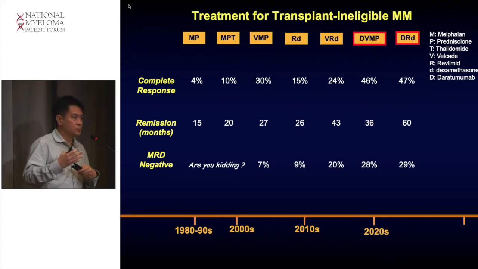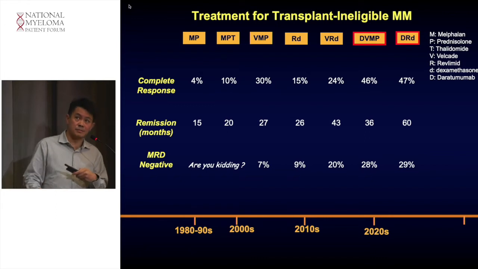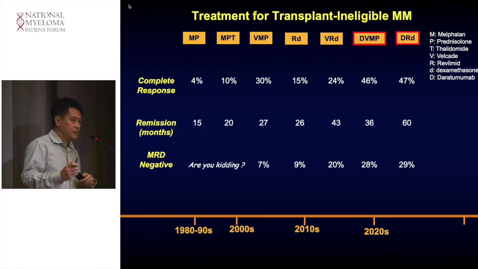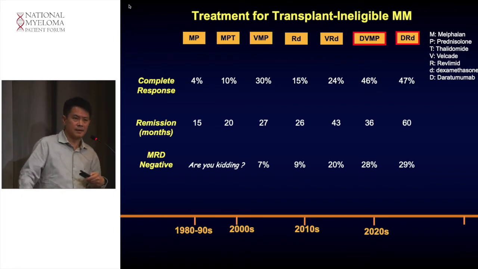This is what you could expect with a stem cell transplant. Now these patients are not going for stem cell transplant. And most impressively, MRD negativity is a reality. Previously, we never expected patients not going for transplant to even be MRD negative, but right now, a third of these patients receiving daratumumab upfront can be MRD negative.